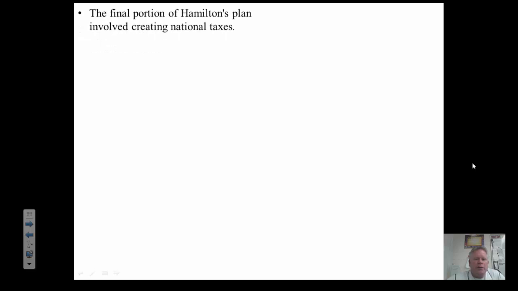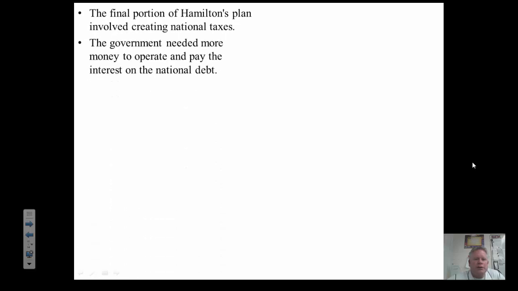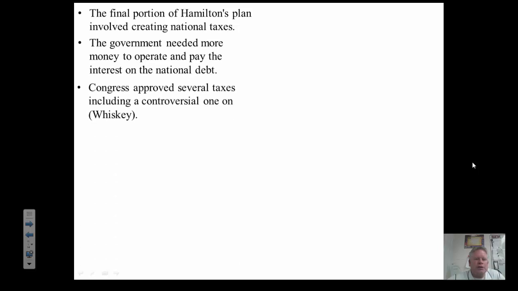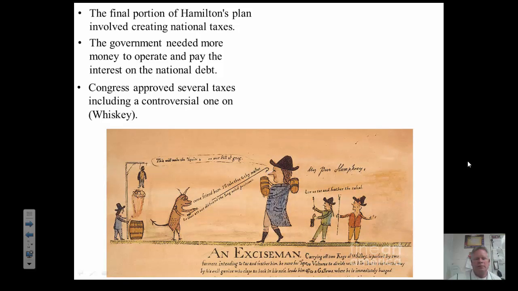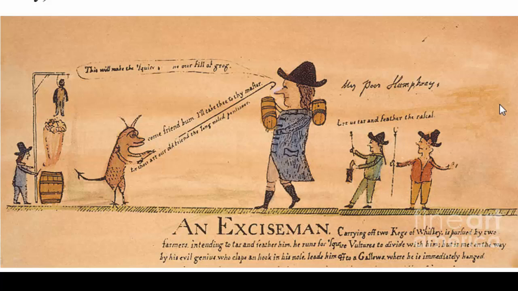Well, the final part of Hamilton's plan involved creating national taxes. The government needed more money to operate and pay the interest on the national debt, so Congress approved several taxes, including a controversial one on whiskey. Now here's a political cartoon on the whiskey tax, and you can see that here's a tax collector, and these guys want to tar and feather him, and here's a tax collector getting tar and feathered. So the farmers weren't very happy about this whiskey tax.